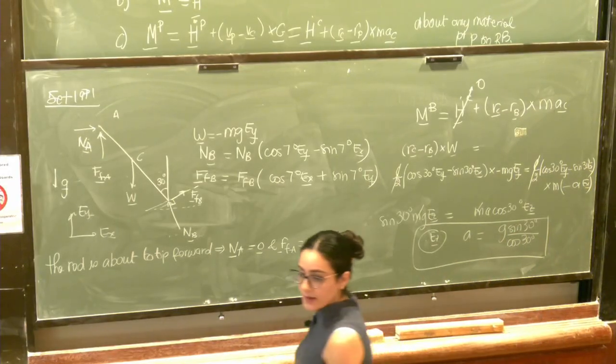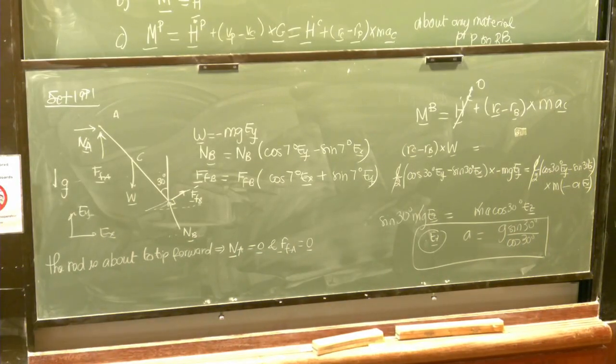Cool. Any questions? Okay. So now what I want you to do is try to get the same answer by using the balance of angular momentum about the center of mass, about C. Whatever method we use, the answer should be the same. MC is equal to H dot C. Go ahead.